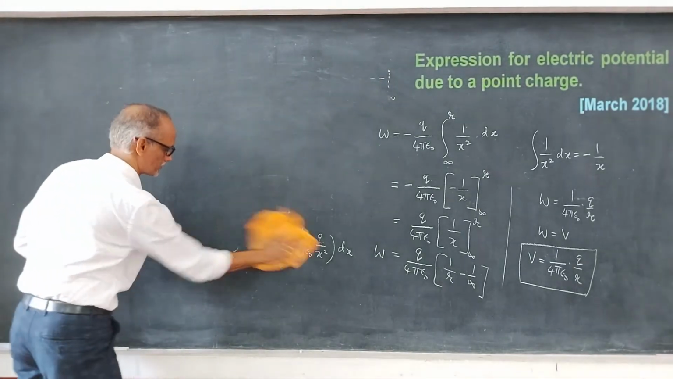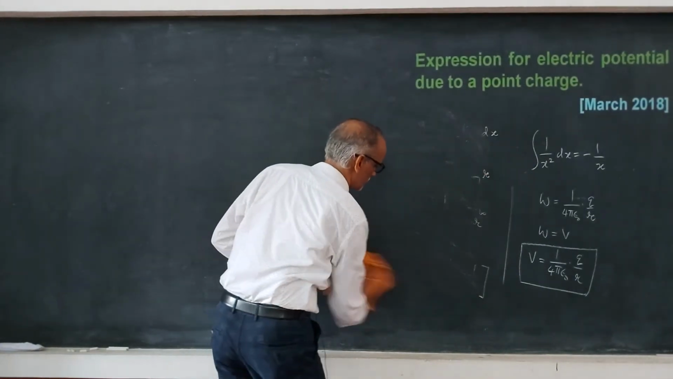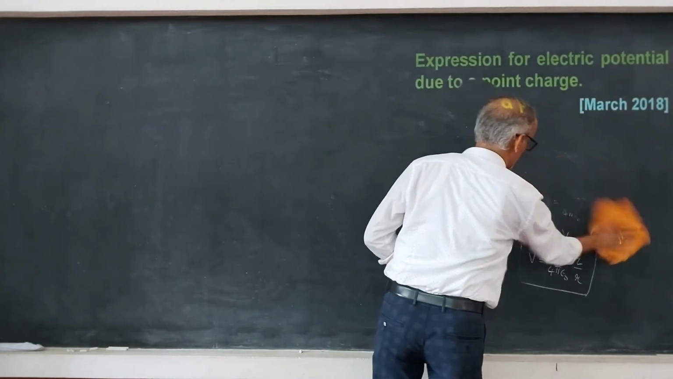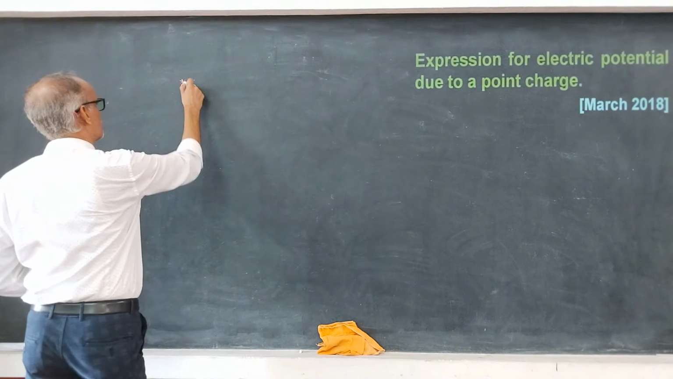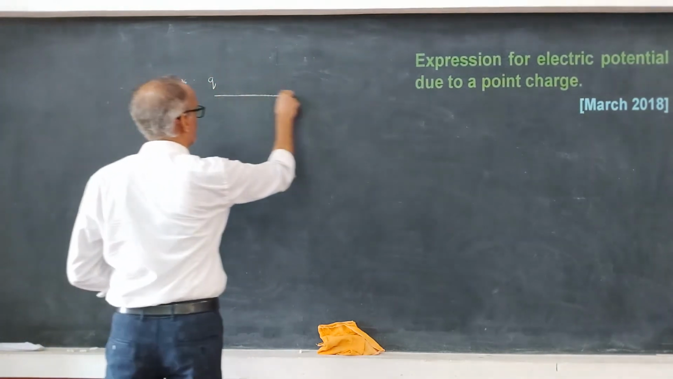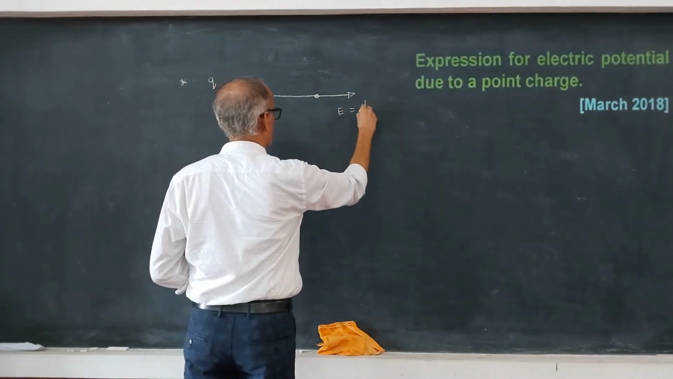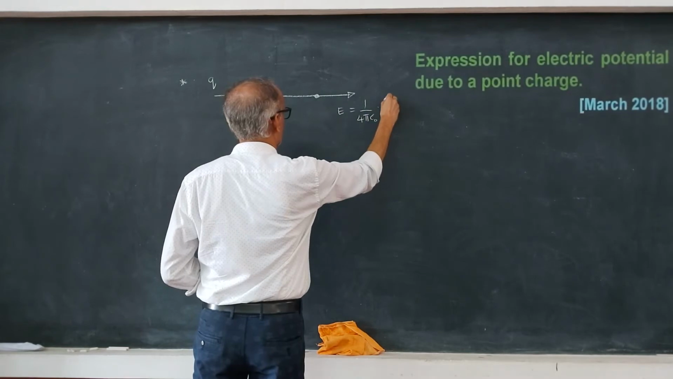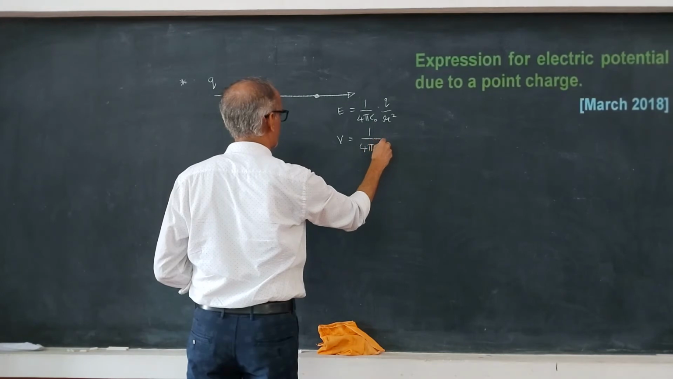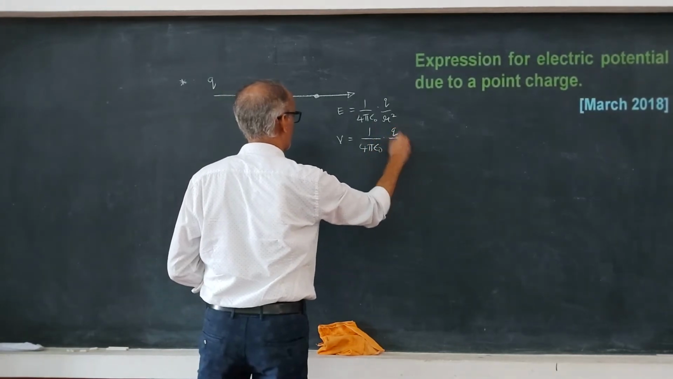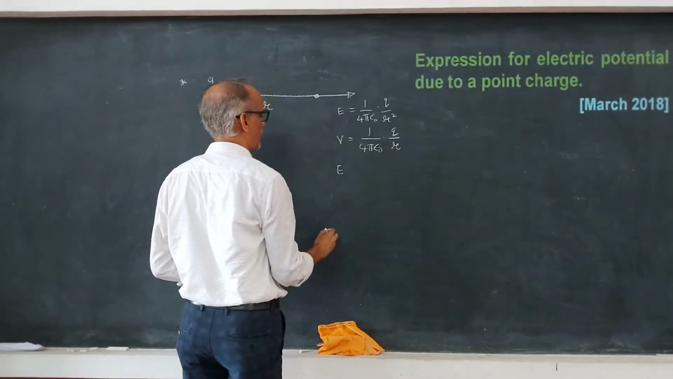So, this is an important derivation for 5 marks. So, if I consider a point charge q at a distance r, the electric field is given by E is equal to 1 by 4 pi epsilon naught q by r square, and potential at that point is 1 by 4 pi epsilon naught q by r. And if I divide this equation, I will get E by V.